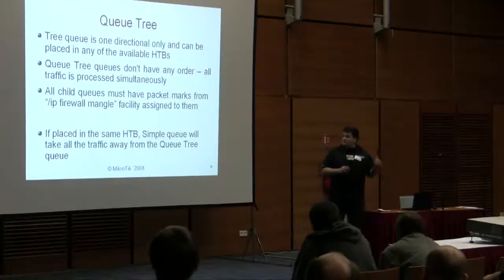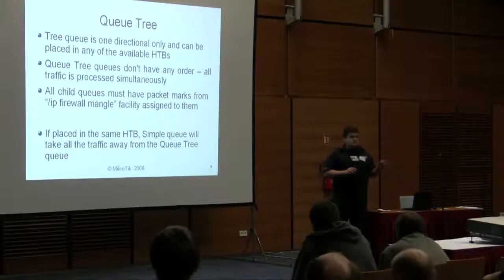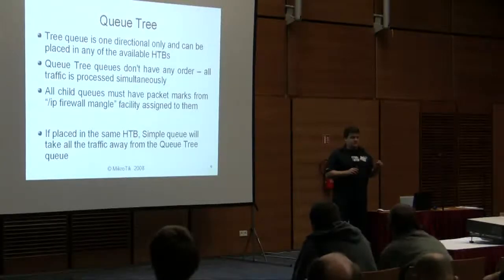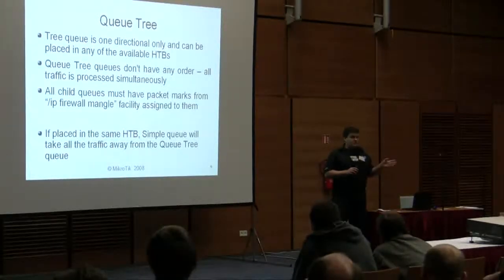But all childs must have a packet marks assigned to them. So you have to use mangle facility of the router as firewall part. In simple queues, you can avoid that part, but if you use Q3, you must use mangle.